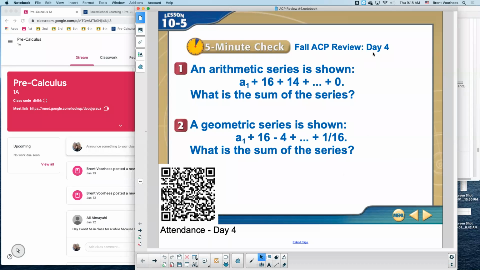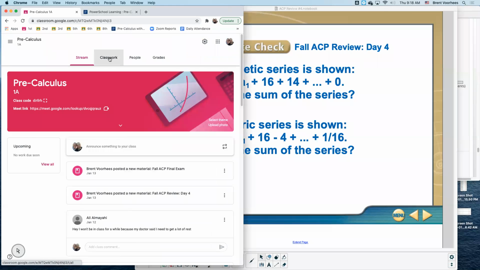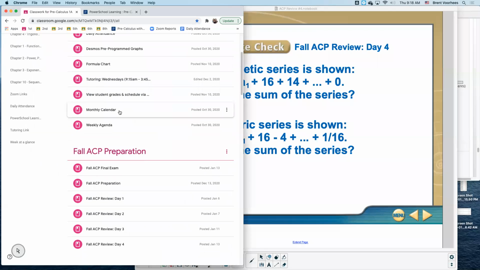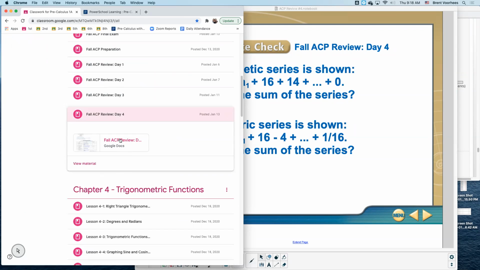So I'm going to open up Fall ACP Review Day 4. That's where we are today. And then we'll go over these bell ringers. So first we'll go to our Google Classroom, Fall ACP Preparation Day 4. That's the file you're opening.